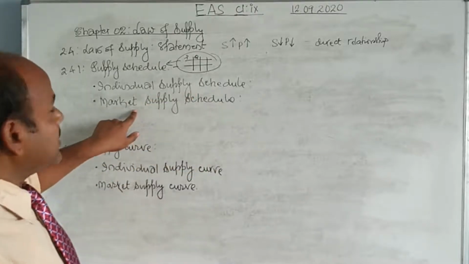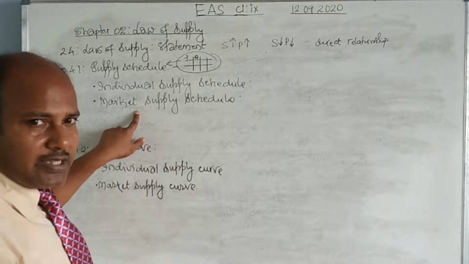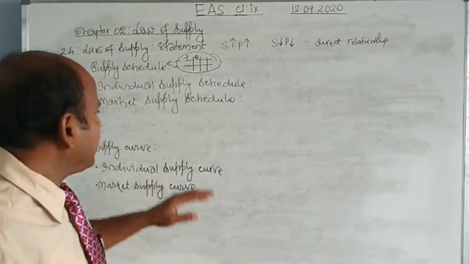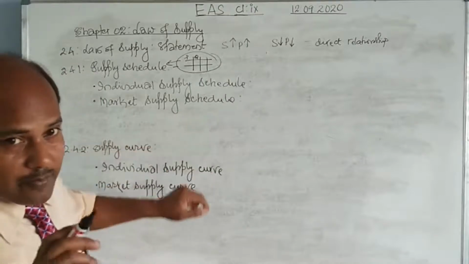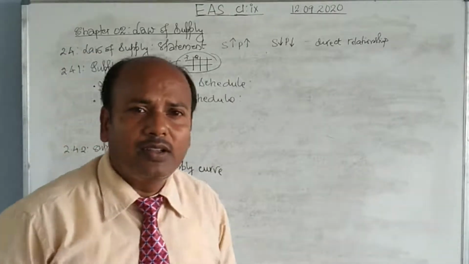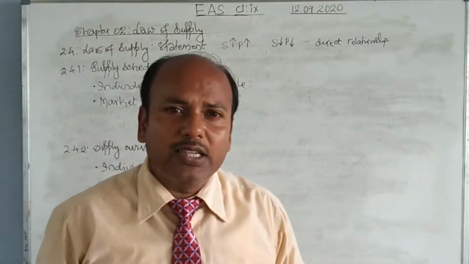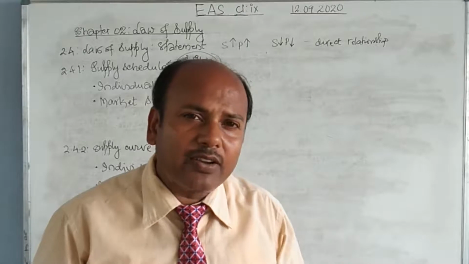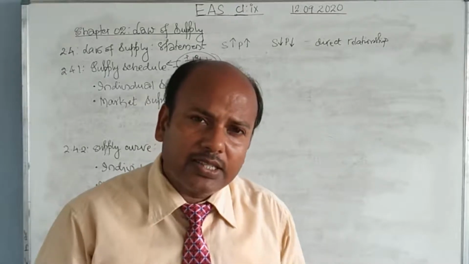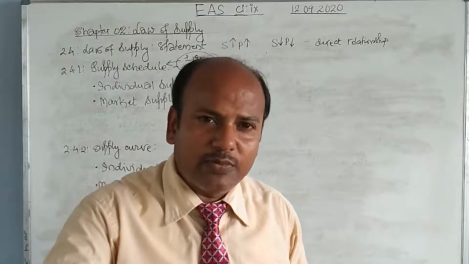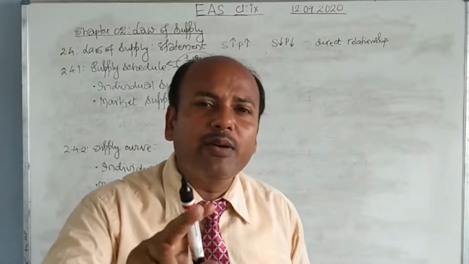But when so many suppliers are there in a market or in a place and together they supply, that becomes a market supply schedule. Market supply schedule refers to the total quantity of a commodity which all the suppliers of a place or a market are ready to produce and offer for sale at different prices, which is represented in a tabular form.